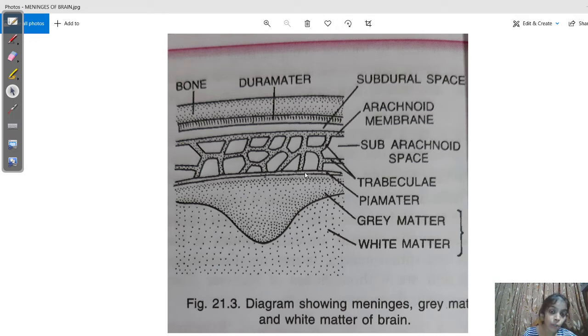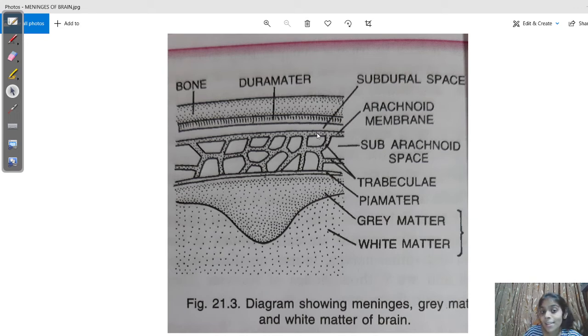As I told you, these three membranes are present over the spinal cord also, which means these spaces are present over the spinal cord too. And the fluid is also then present in those spaces surrounding the spinal cord. What is the function of that fluid?